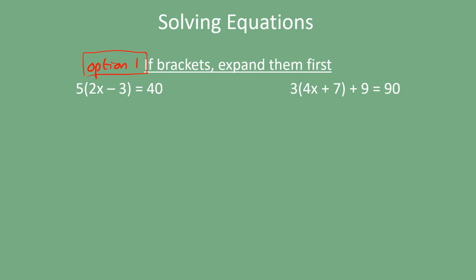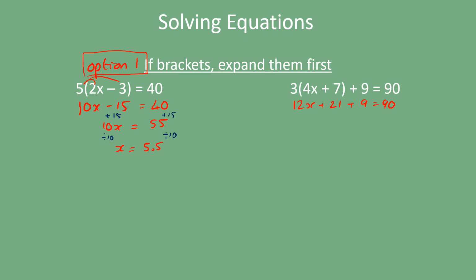On this first example, I'd multiply out this bracket, I'd times it all by 5. That would give me 10x minus 15 equals 40. And I'd do exactly the same as I've been doing so far. I'd add 15 to both sides, and that would give me that 10x equals 55, and then I would divide by 10, and that would give me that x equals, in this case a decimal, 5.5. You can have decimal answers, that's fine. And let's see how that would look with the second example. We'd multiply it out again, so we'd get ourselves to 12x plus 21 plus 9 is 90.